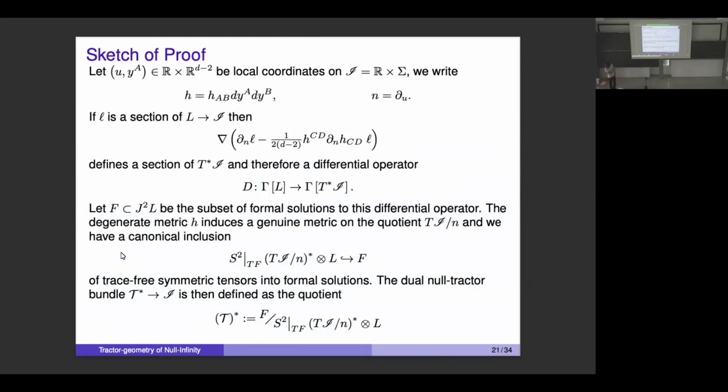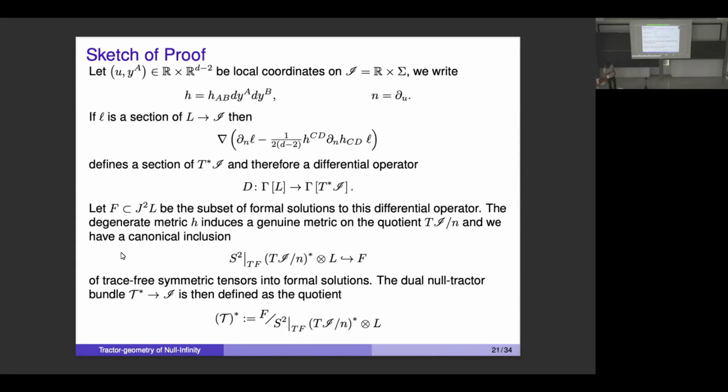Okay, so how would you derive these objects in a unique way? Let me pick coordinates on infinity. The y^A are coordinates on the 2-sphere, and u are coordinates along the degenerate direction.